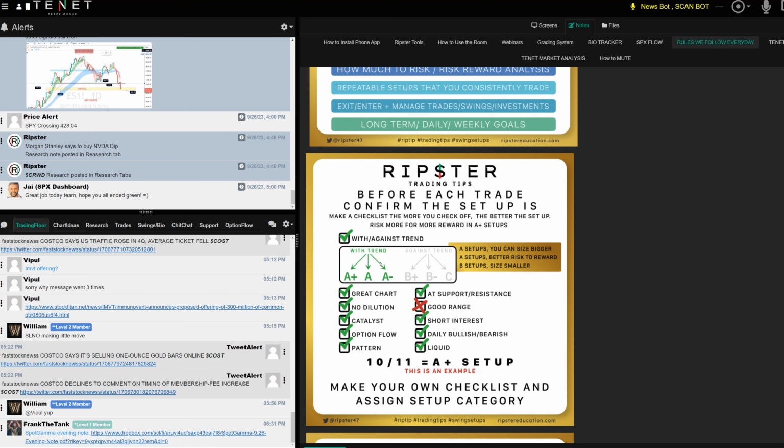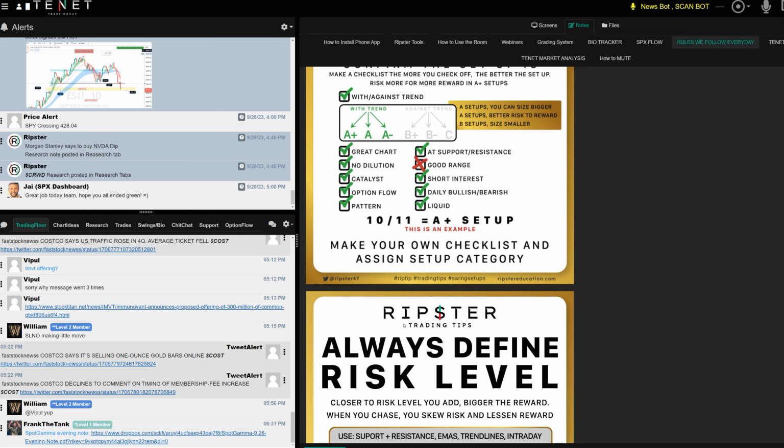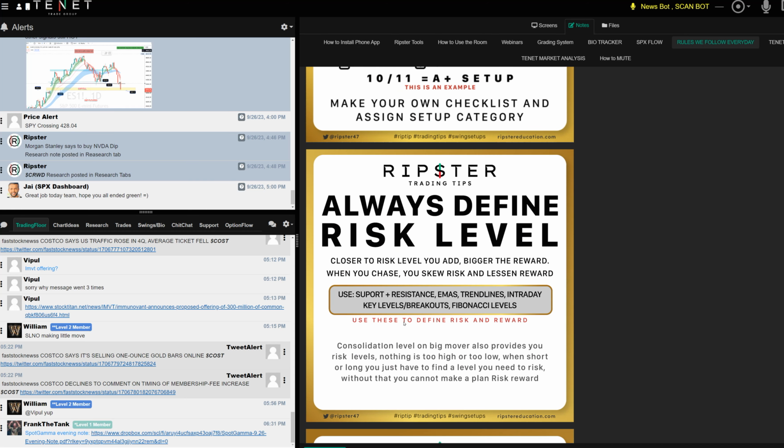Then we grade our trades every day. Each trade is A plus, A minus, B plus, B minus, C grade. Any trade which is with the trend is an A trade. Any trade which is against the trend is a B trade. Now within A and B, there are different things to look for to see if it's an A plus, B minus, B plus. Then we have our risk levels defined.